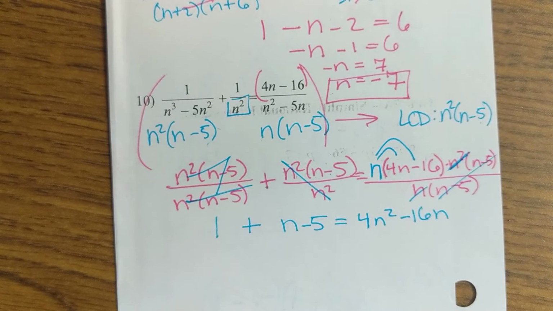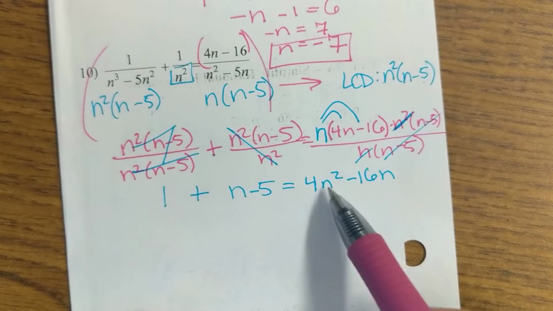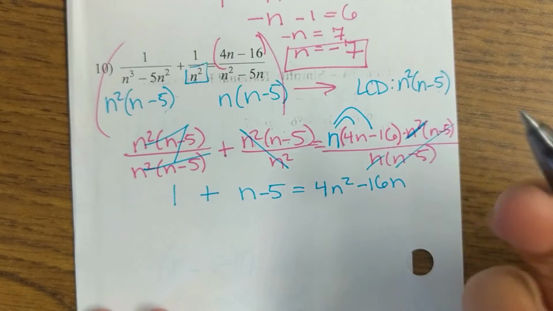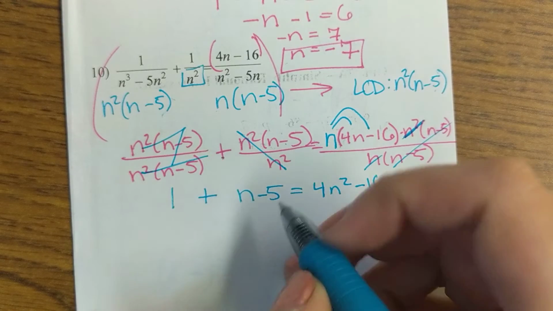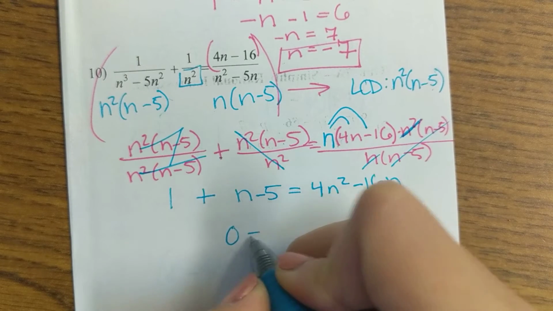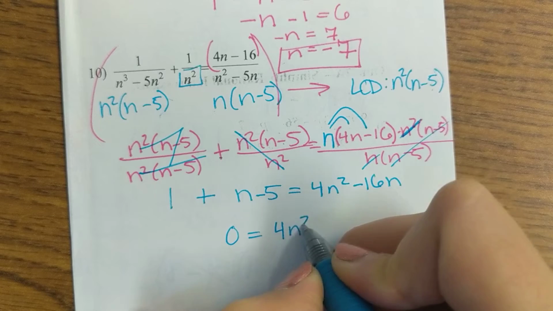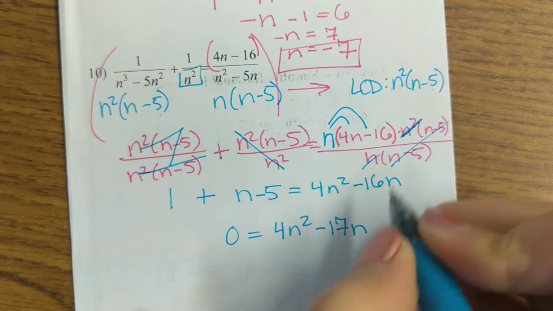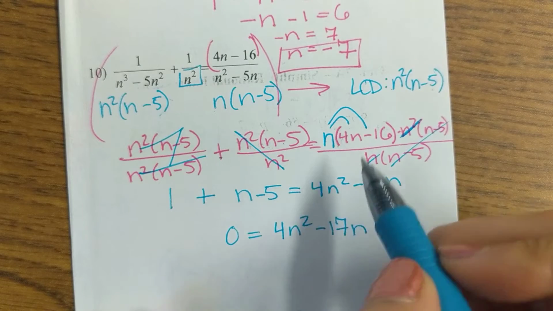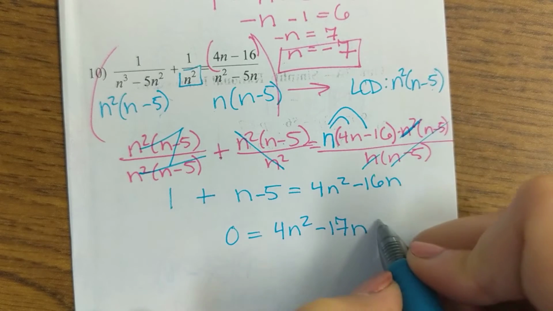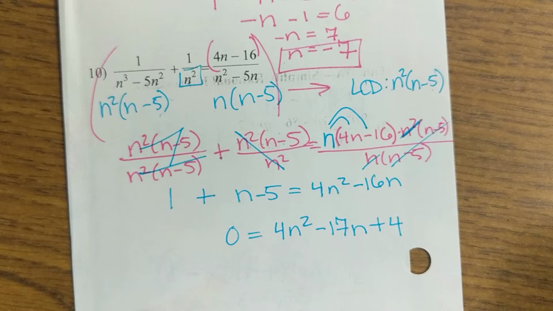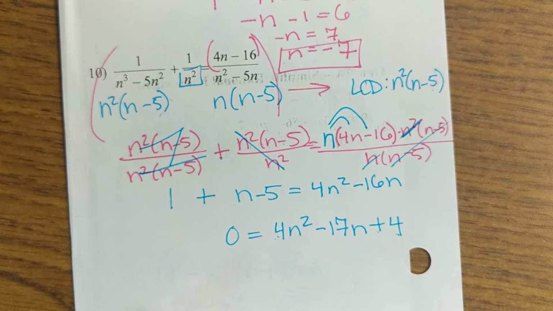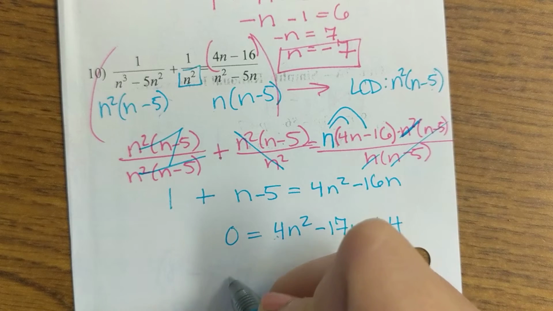Got a quadratic on our hands. Because the squared term is positive, I am going to move everything to that side, so I don't have a negative squared term. So I should have 0 equals 4n squared. Subtract your n, so minus 17n. And then we're going to add, and this will be negative 4, so add 4, positive 4. And then I see 4 times 4 is 16. 16 and 1 will give me 17. So should be good to go.